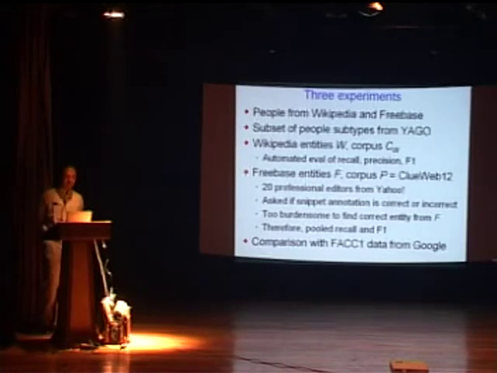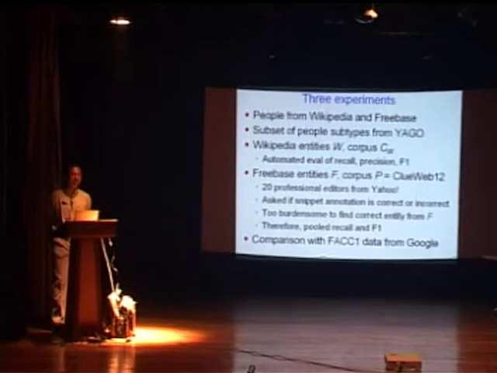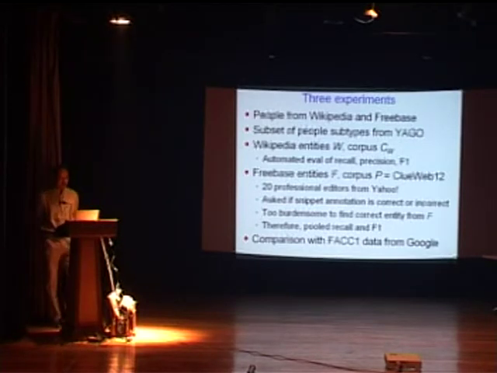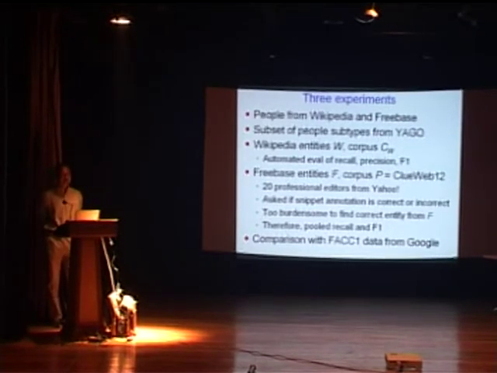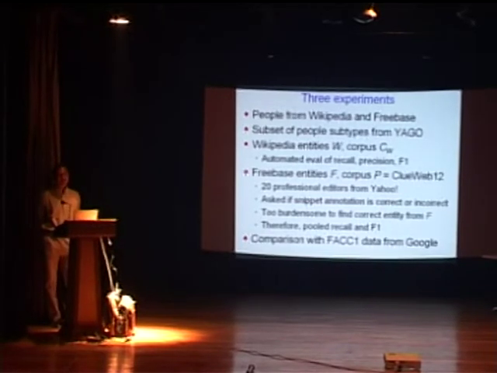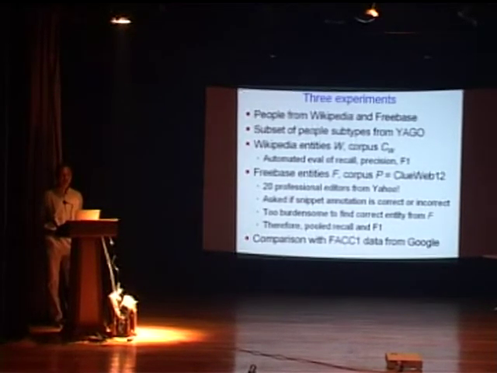They were asked if a snippet annotation was correct or incorrect. It was too burdensome to tell them to find the correct entity from Freebase, because very often we talk with people who are unfamiliar to these editors. It's pretty difficult to go into Freebase and find out which of 200 John Smiths a particular page refers to. It's a lot of work. So therefore, we only tell them to judge post facto precision. So recall is pooled across different algorithms.